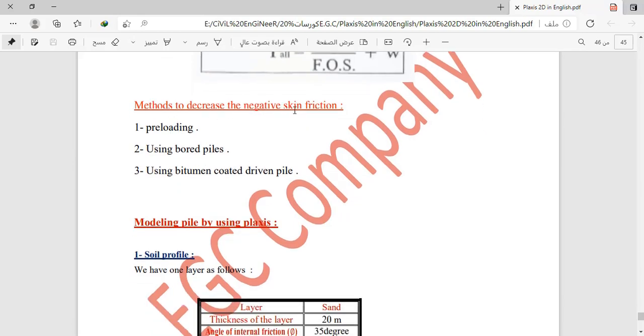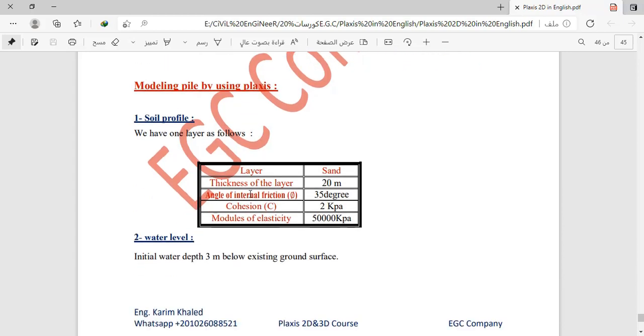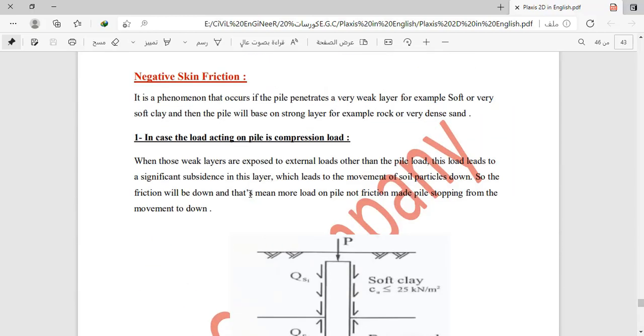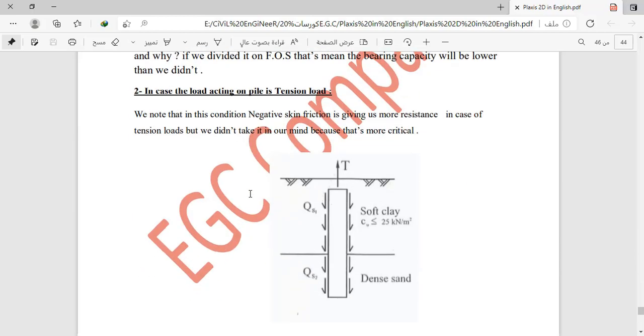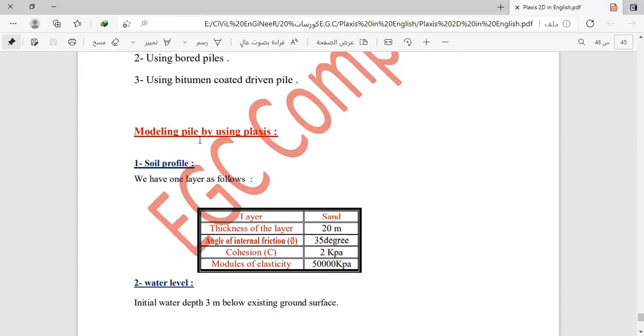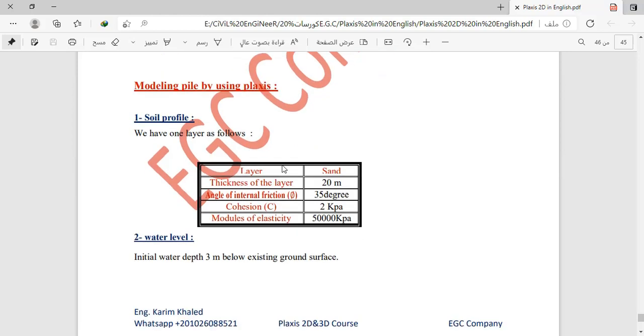Methods to decrease negative skin friction: we can use preloading, or we can use bored piles, or use bitumen on the driven pile. And that is the theoretical part of deep foundation. Negative skin friction is very important, you should know about it. Okay, let's model the pile by using Plaxis.